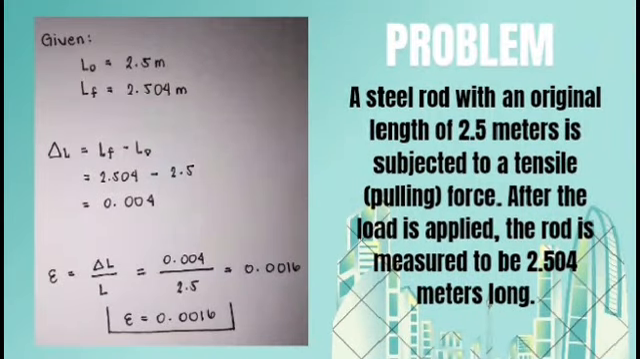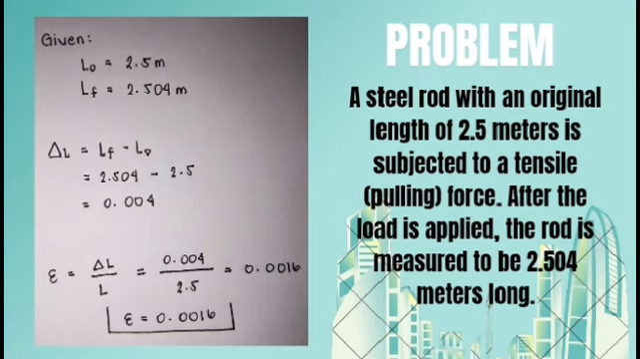We have a problem here. A steel rod with an original length of 2.5 meters is subjected to a tensile pulling force. After the load is applied, the rod is measured to be 2.504 meters long. I'm sorry, I forgot to put the question on the problem. The question is, calculate the normal strain in the rod. The solution will be this. First, identify the given values. The original length is 2.5 meters and the final length is 2.504 meters.